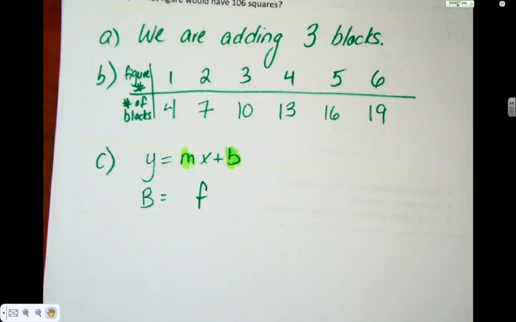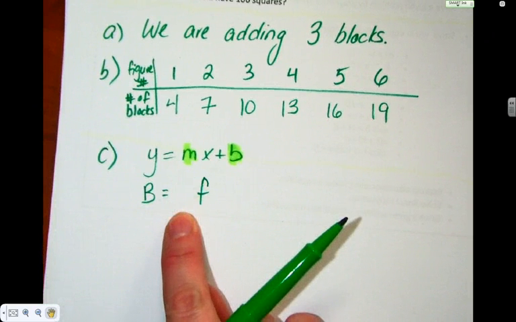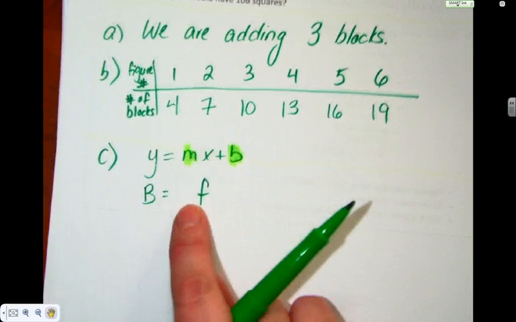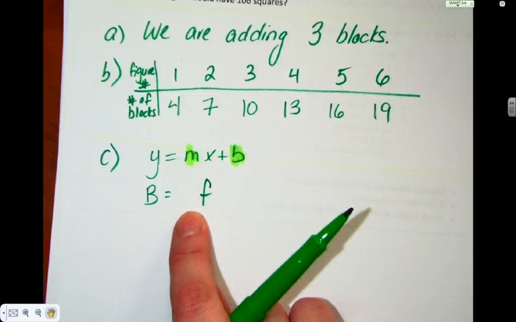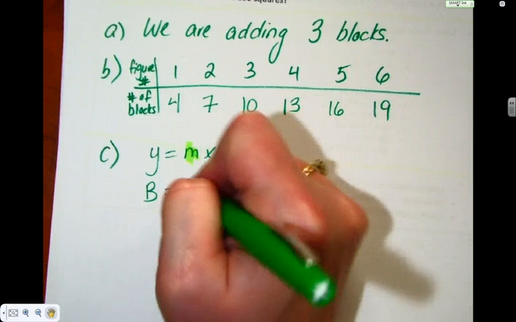And the way this is always going to work, there's no exceptions to this rule, is the M, so the coefficient of F, is whatever the number of objects you're adding from figure to figure. The M, or what the coefficient of F is going to be, is always the number of objects you're adding from figure to figure. What are we adding in this question? 3. So for this equation, it's going to be 3.